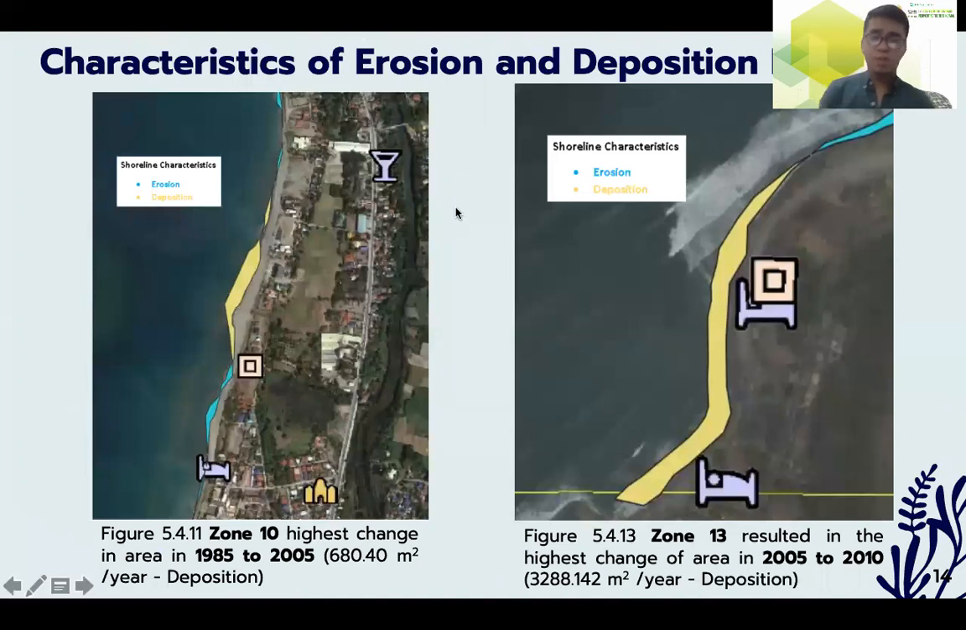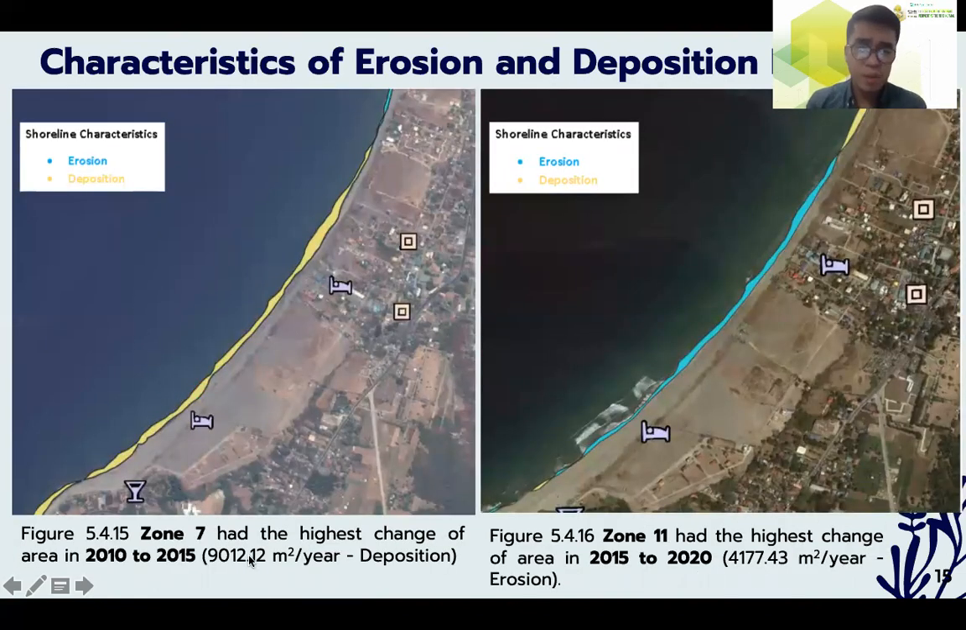As for the characteristics of erosion and deposition hotspots, zone 10 had the highest change in area in 1985 to 2005, with deposition in this area, and zone 13 resulted in the highest change of area in 2005 and 2010, with deposition. However, in this figure, it just showed that there has been an erosion. Zone 7 had the highest change of area in 2010 to 2005, which also had deposition. And zone 11 had the highest change of area in 2015 to 2010, which resulted in erosion.